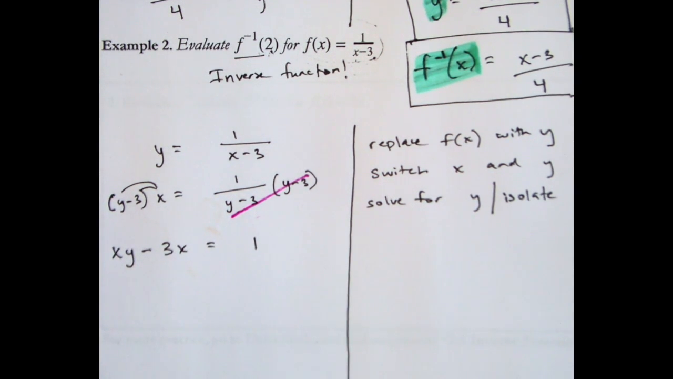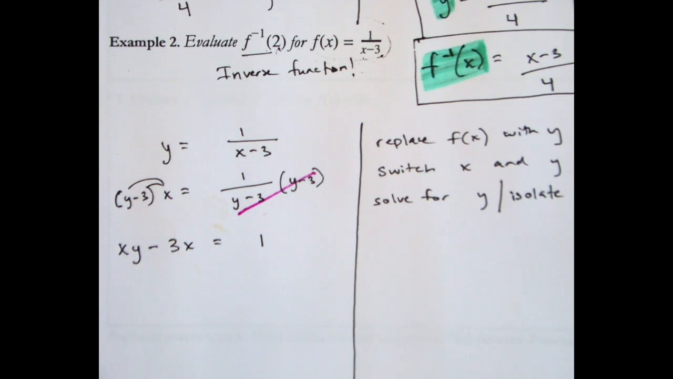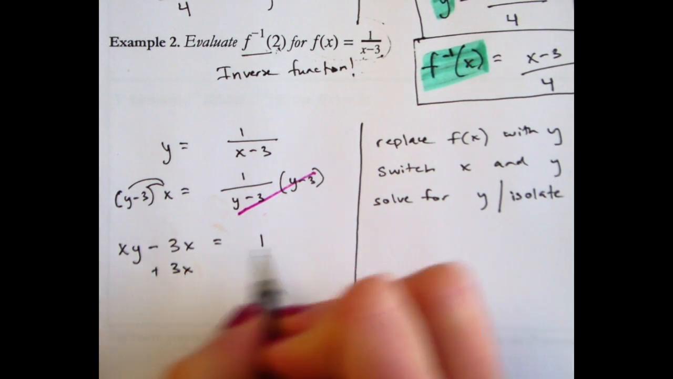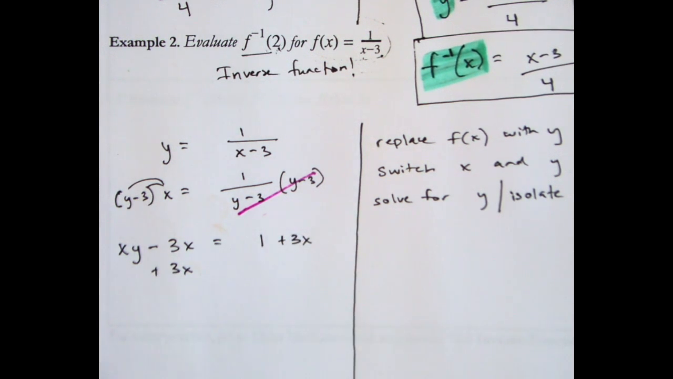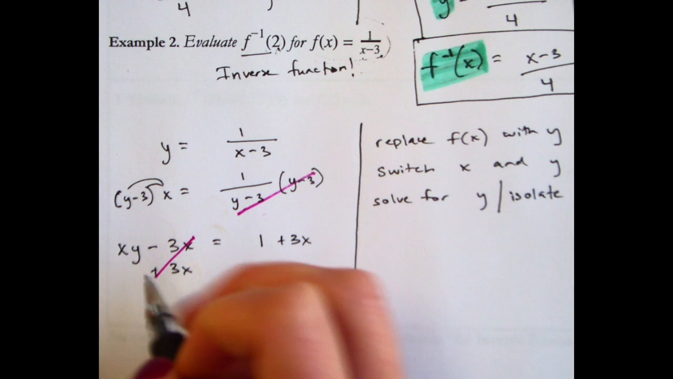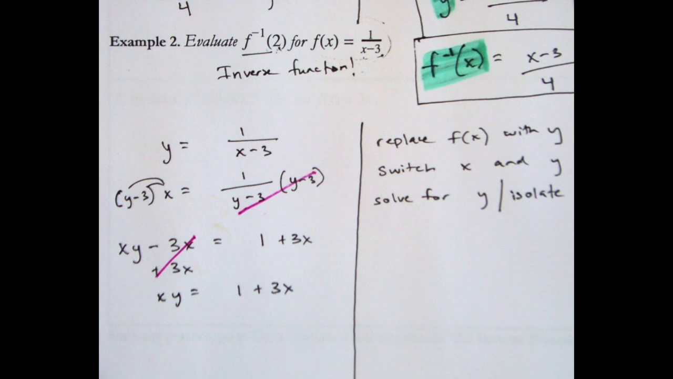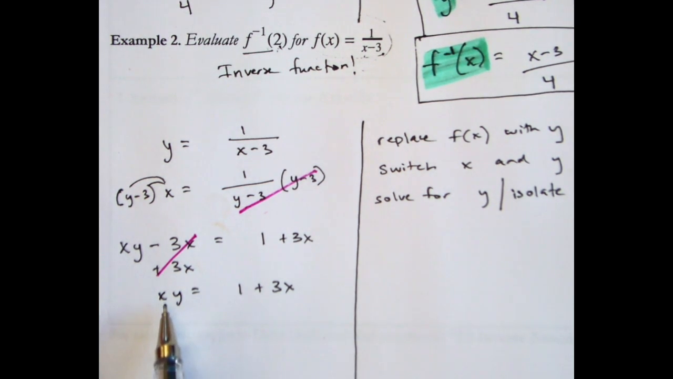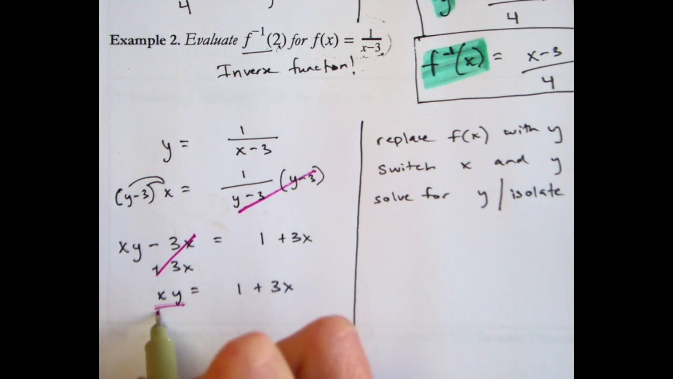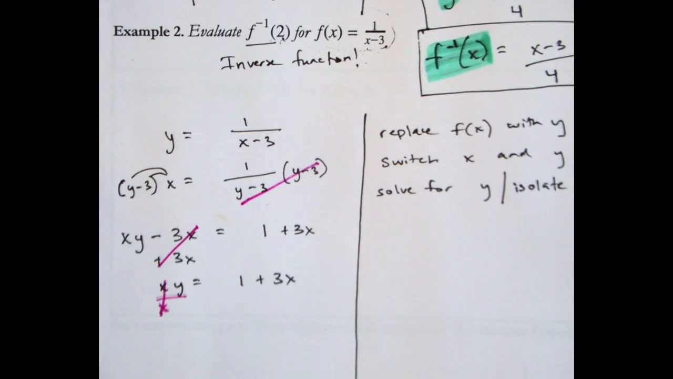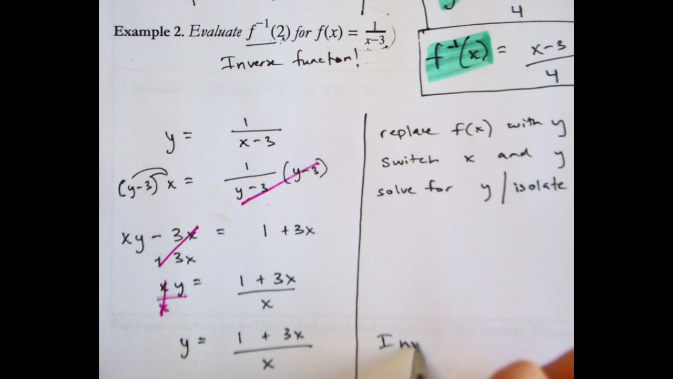Okay, I'm not done isolating y yet. I'm going to have to add 3x to both sides. And then I end up with xy equals 1 plus 3x. My final step to isolate y, to get it all by itself, is to divide both sides by x. So my final inverse function is y equals 1 plus 3x over x. Over here, let me label that I found my inverse function.